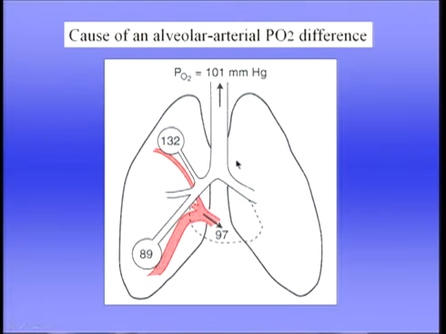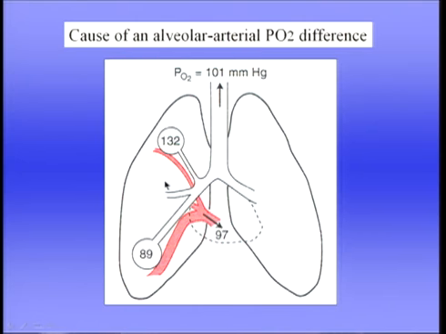And we can get some notion of this by looking at this simple image again. You remember that the PO2 at the top of the lung is very high, about 132. At the bottom of the lung, it's much less, about 89. Now it turns out, as we know, that the blood flow at the bottom of the lung is much greater than the blood flow to the top.